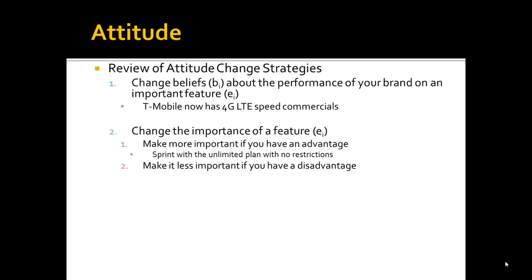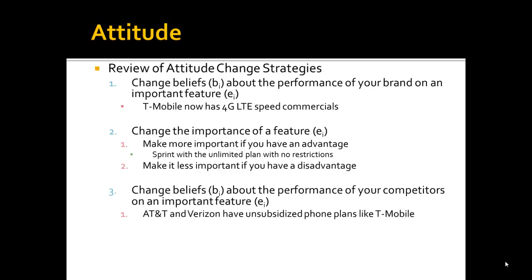The second thing you can do is change the importance of a feature. Okay? Make it more important if it's something that you do well. Sprint has an unlimited plan with no restrictions, so they should continue to emphasize the importance. If it's something that you have a disadvantage on, make it less important. It doesn't have to be that important to people. Try to minimize the importance of it.